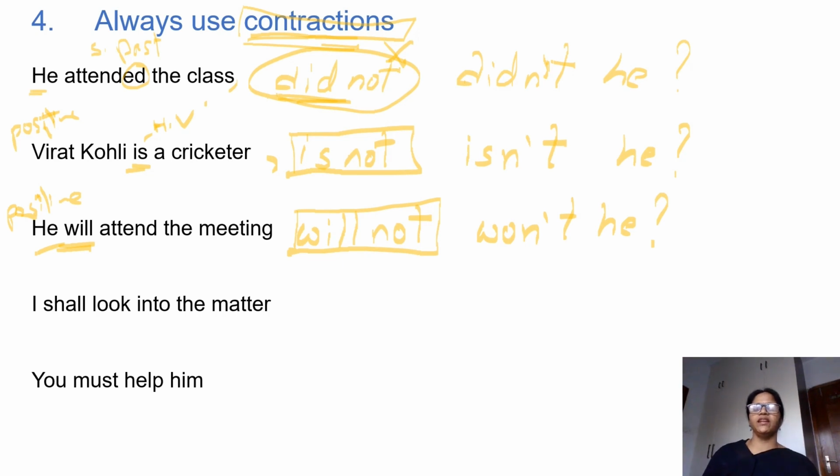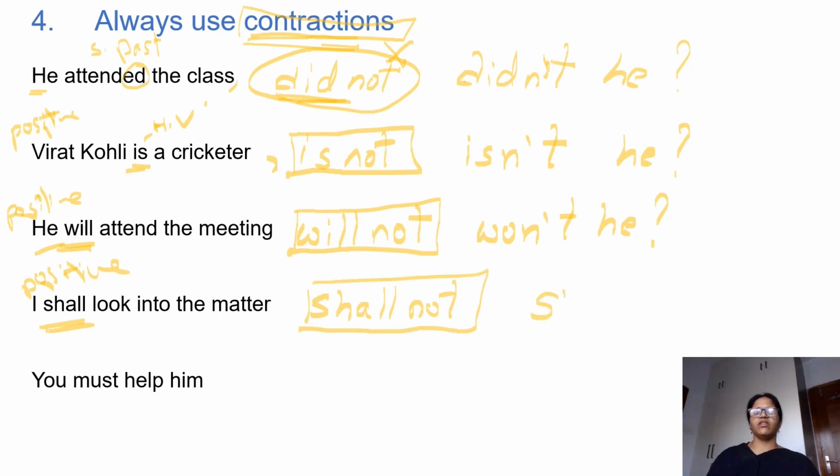I shall look into the matter. Now what is the auxiliary verb here? Shall. And the statement is positive. A positive statement needs a negative tag. That is shall not. Shall not, contraction is shan't. Shan't I.